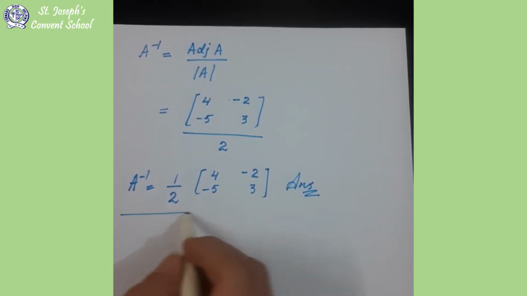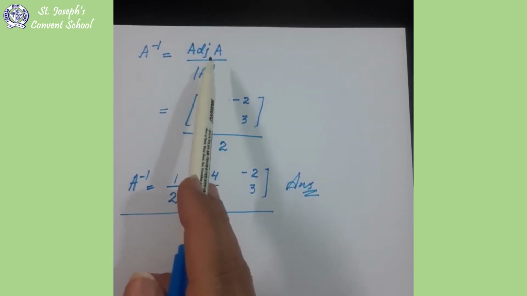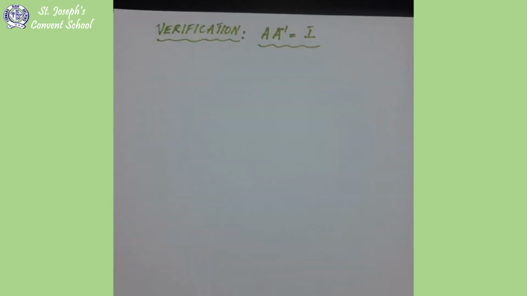You only have to find determinant of A, then find adjoint A, and put the values in the formula. If you know the formula, you can easily solve it. You will get the answer. Simple it is, it's not difficult, an easy question. Now the second part of the question is to verify. Let's verify the answer. Now let's do the verification part.